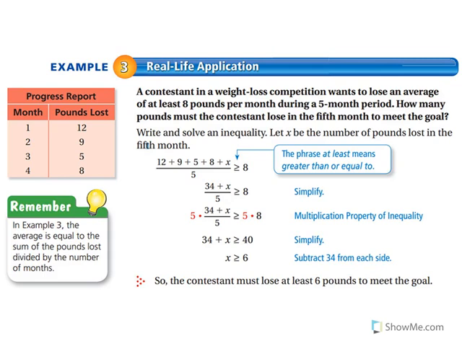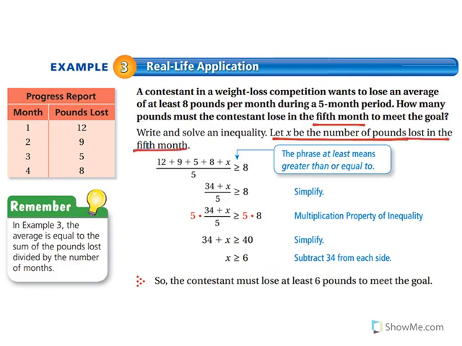This is a real-life application. A contestant in a weight loss competition wants to lose an average of at least 8 pounds per month during a 5-month period. How many pounds must the contestant lose in the 5th month? Okay, we're looking at the 5th month to meet the goal. You can write and solve an inequality. Let x be the number of pounds lost in the 5th month.